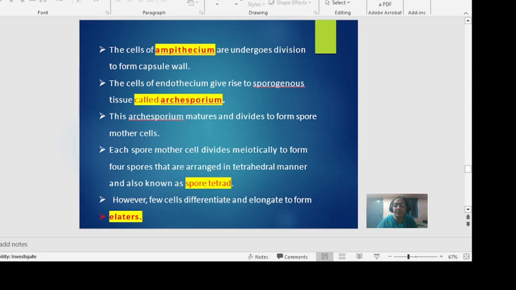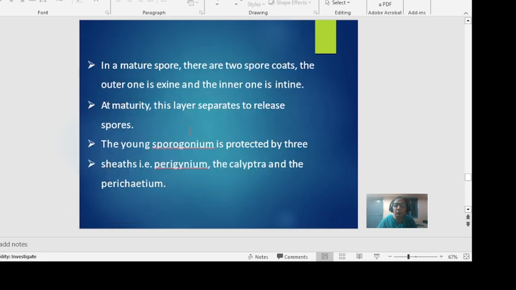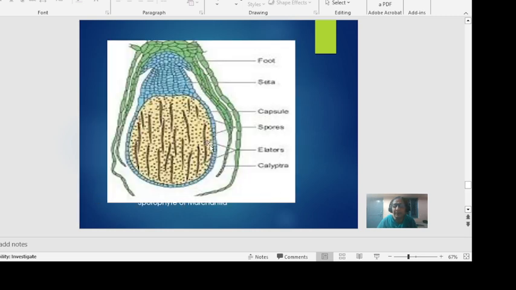The cells of the endothecium give rise to the archesporium, and the archesporium matures and forms the spore mother cells, which divide meiotically and form the spore tetrads, and a few cells differentiate and elongate to form the elaters. Each mature spore has two spore coats. The outermost is known as the exine and the inner is known as the intine. At maturity, the layers separate to release the spores. The young sporangium is protected by three sheaths, the perigynium, the calyptra, and the perichaetium. So this is the structure: the calyptra, the perichaetium. This is the foot, the seta, and the capsule.